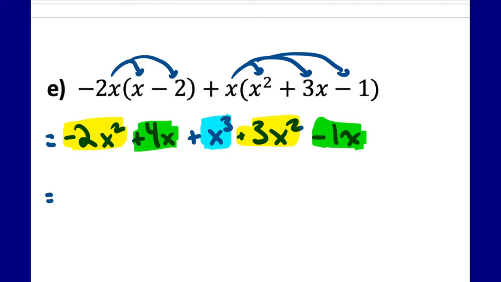So if I collect my like terms, negative 2x squared plus 3x squared, I get 1x squared. 4x minus 1x is plus 3x, and plus x cubed. That just gets carried down. So again, I'll highlight to show where these came from. Oops, wrong color.